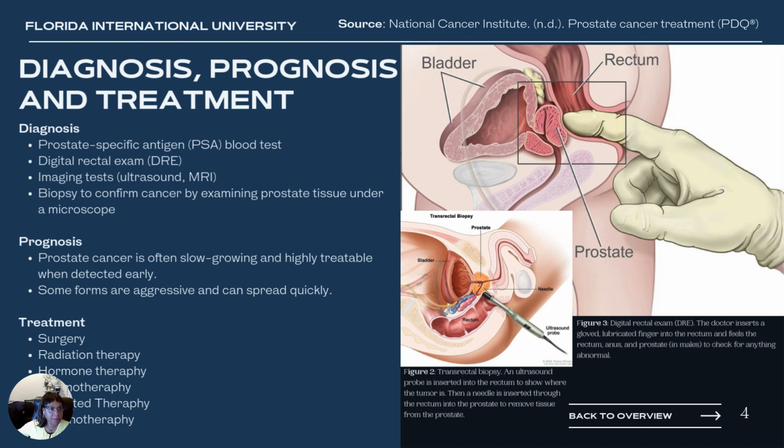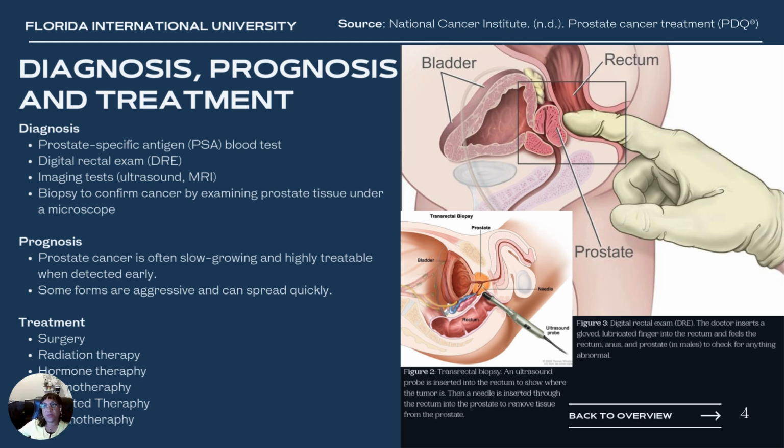Now, for the treatment we have, sorry, first, let's go over the prognosis. So, prostate cancer is often slow growing and highly treatable when it is detected early. However, there are some forms that are aggressive and they can spread quite quickly. So, the forms of treatment here we see are surgery, radiation therapy, hormone therapy, chemotherapy, targeted therapy, and immunotherapy.